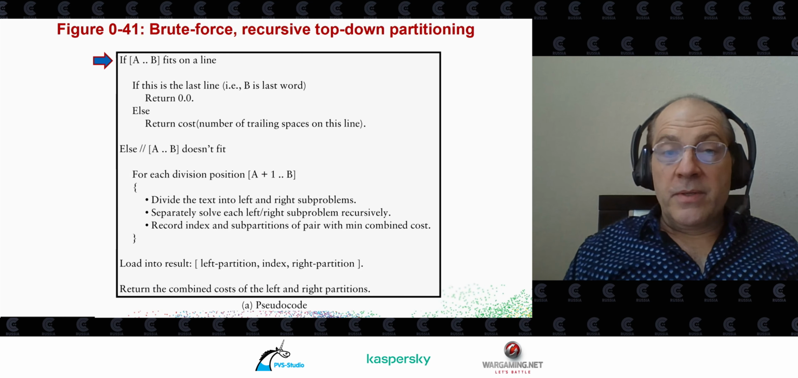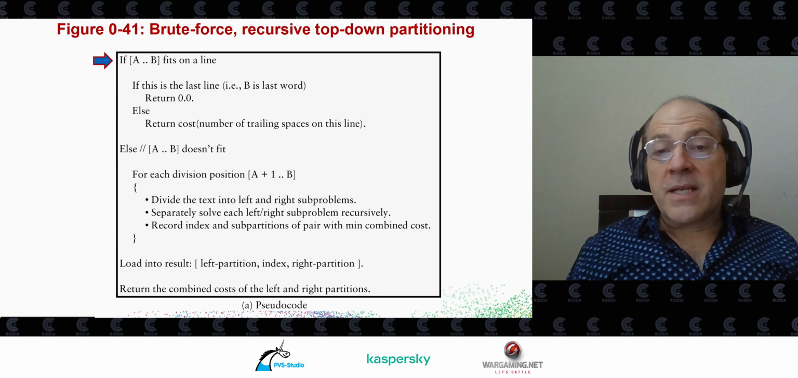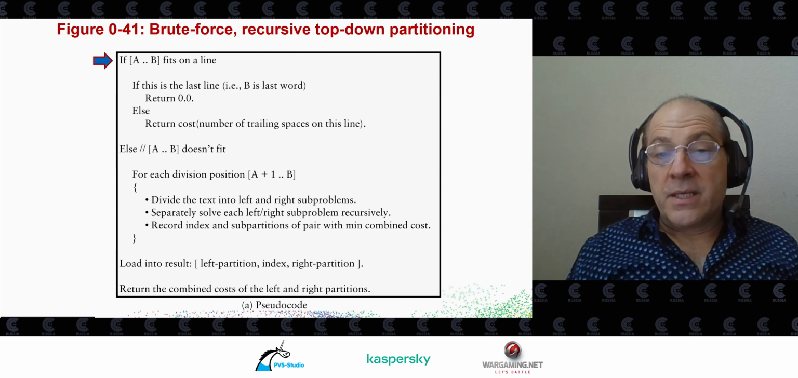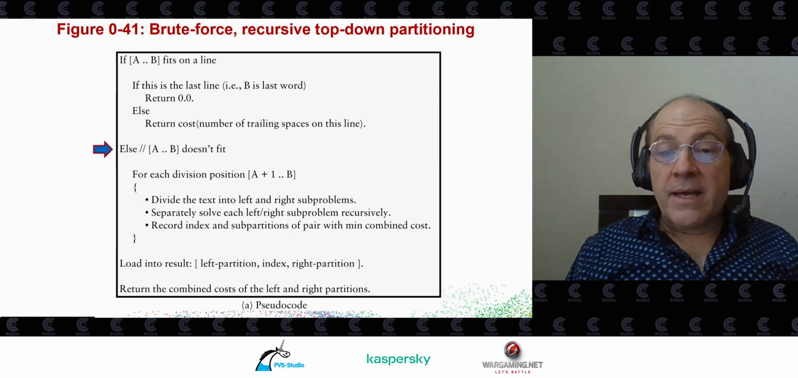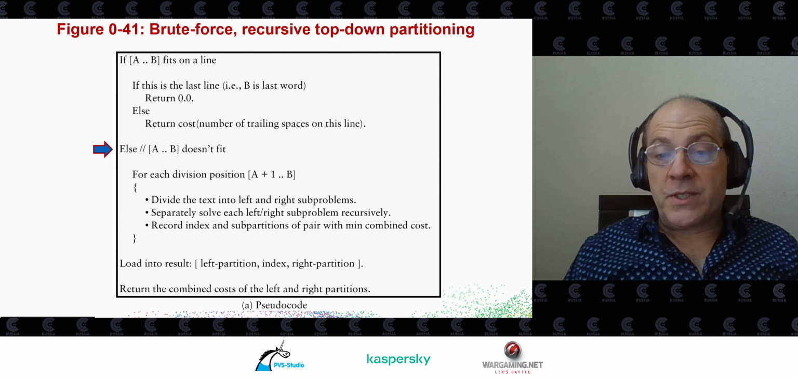And so what we're going to do is this. The design for implementing the function is I'm going to see if whatever is given to me fits on a line. If the answer is yes, I'm done. If it doesn't fit on a line, then I'm going to take the problem of however many words I have, and partition it into two problems as many ways as I can.